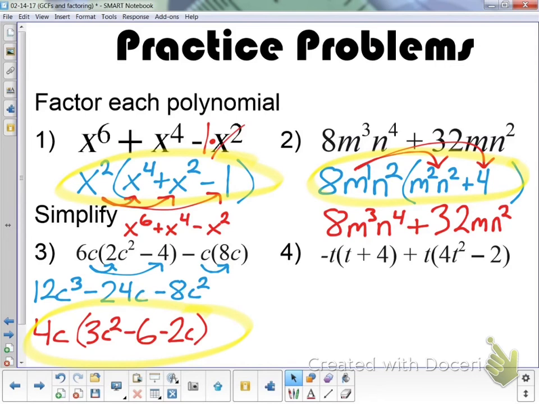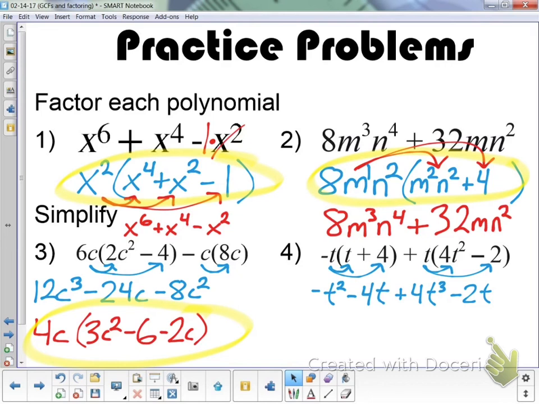Last one, number 4. Again, use the distributive property to first simplify your expression. Negative t times t, negative t squared. Negative t times 4 is negative 4t. And then t times 4t squared is 4t cubed. T times negative 2 is negative 2t.